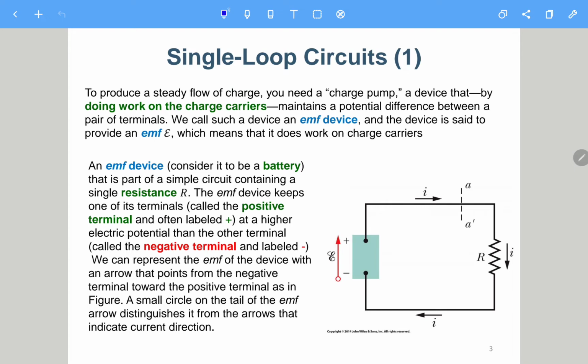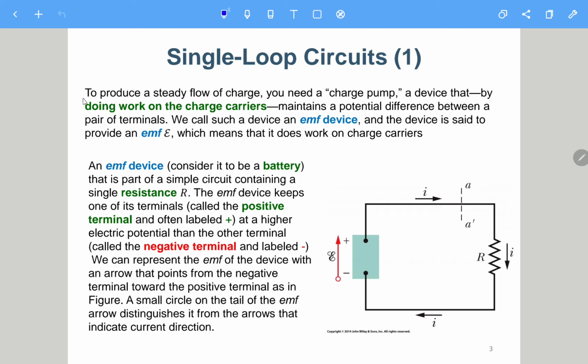Okay, so here it says the single loop circuit. So you can see here, we have a battery. A battery, you can also regard as an electromotive force. And here we have a resistive circuit in series. So it is just a single loop. We connect the battery to the resistor and then connect the other end of the resistor to the battery. So it's just a single loop.